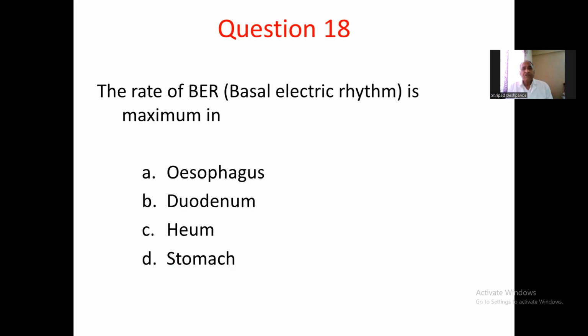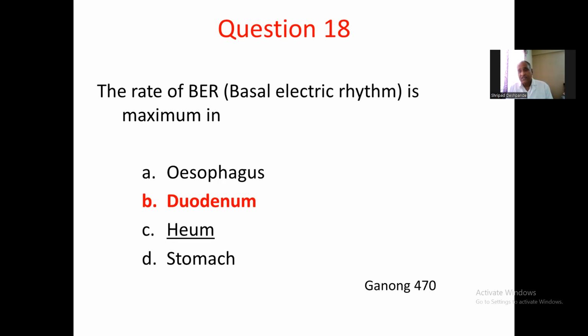The rate of basal electric rhythm, BER, is maximum in esophagus, duodenum, ileum, stomach. This ileum is again a spelling mistake. It must have been ileum. If you are considering esophagus, the rate of BER is less. The ileum, it is less. Stomach, it is less. The maximum is in duodenum. So the duodenum is the correct response.